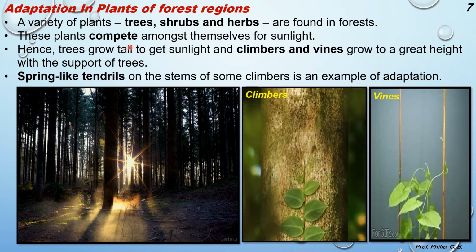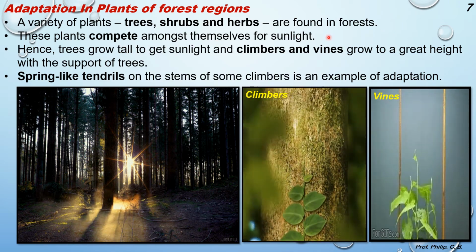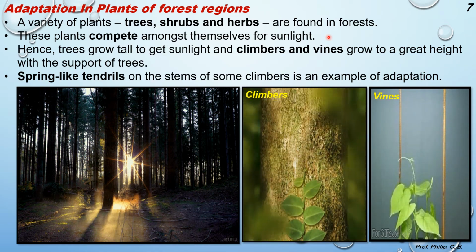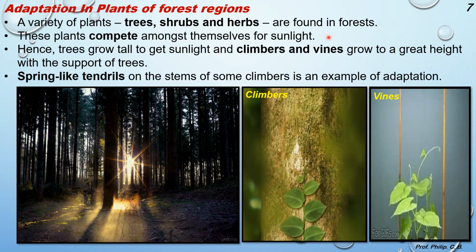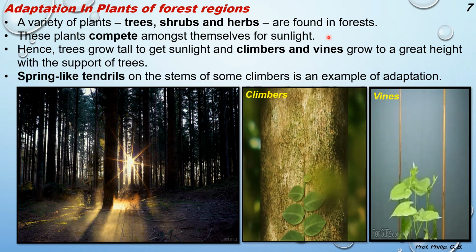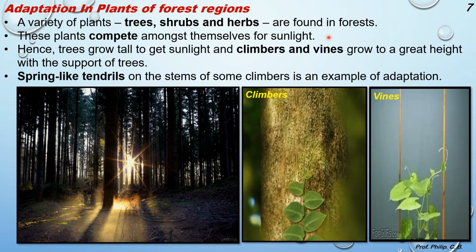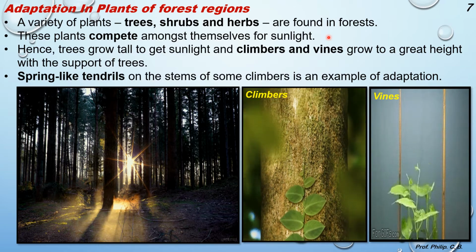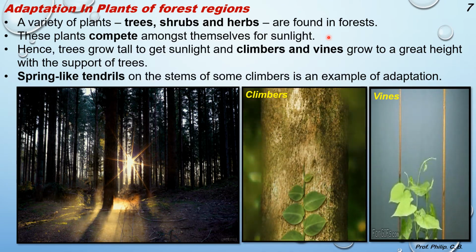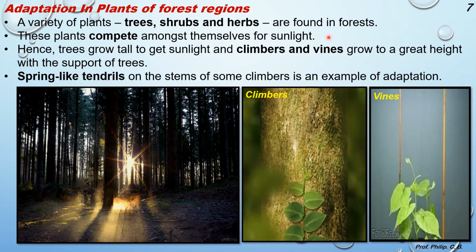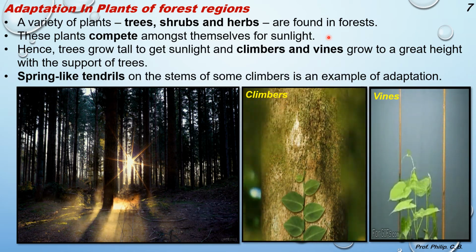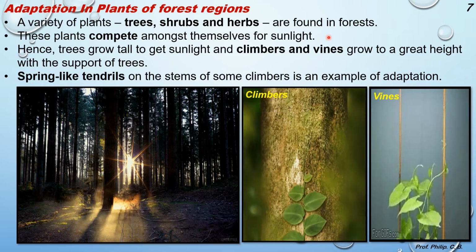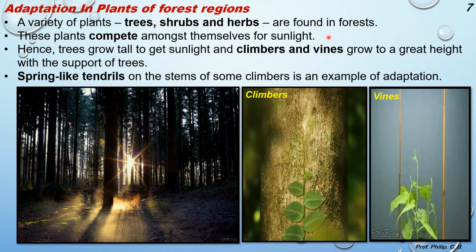These plants compete among themselves for sunlight. Why compete? Because if you have seen a forest, unlike our city where the plants are few in number, we can count them, but in a forest there is a thick cover of plants throughout, so that means there will be competition for light, food, everything, correct? Specifically, the tall plants will not allow the light to go down to the plants at ground level, because of which certain plants may not get sufficient sunlight.